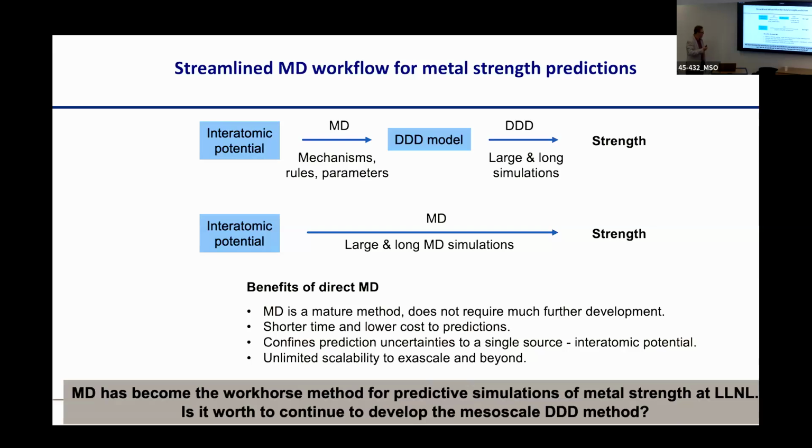And it has become a workhorse for predictions in the context I'm working on at Lawrence Livermore lab. But then the question begs, and I need to address it because my managers are asking: is it really worth continuing to develop the DDD method? I started in 2000 and now I need to defend it. What's going on?